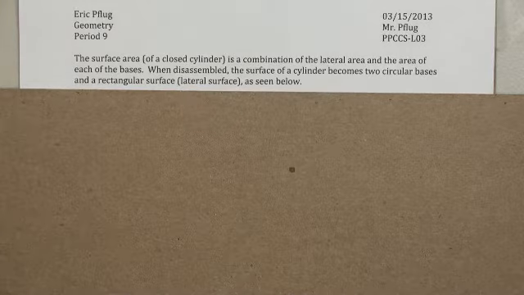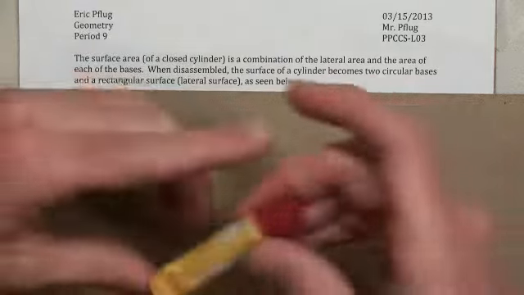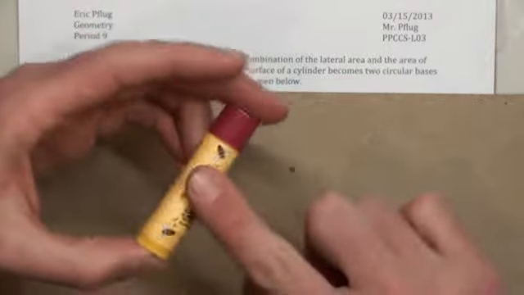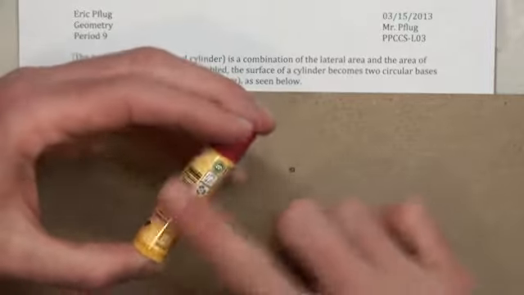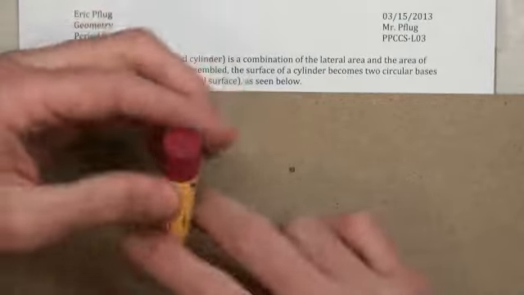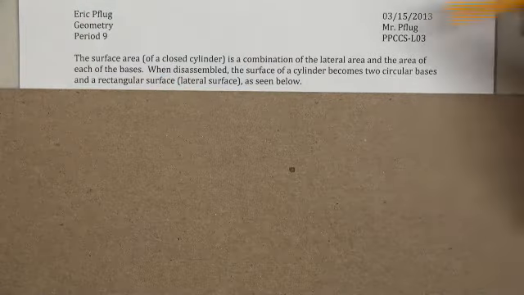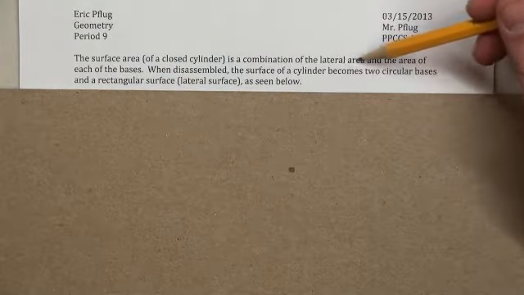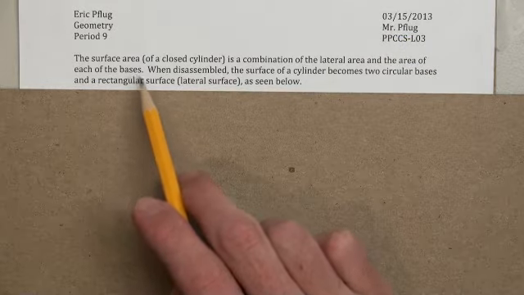So the surface area of a closed cylinder is a combination of the lateral area. The lateral area is all of this area, okay? Around the outside of this. This is the lateral area, and these are the base areas. So it's a combination of the lateral area and the area of each of the bases, right? We just add them all up.